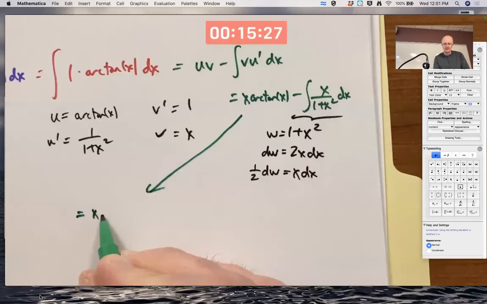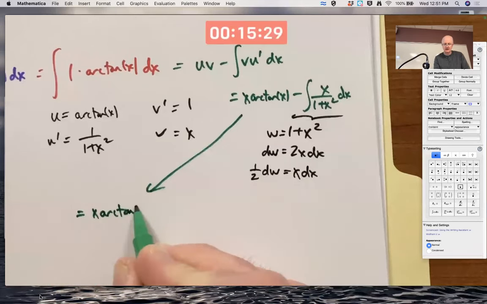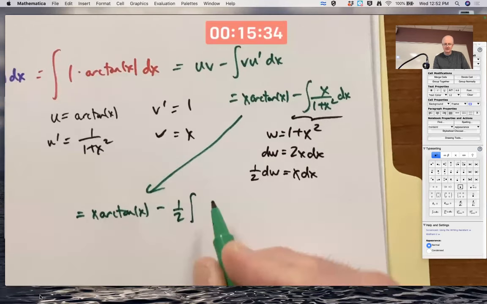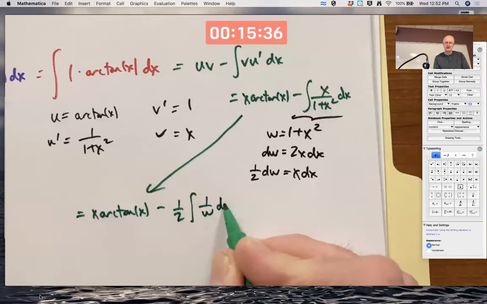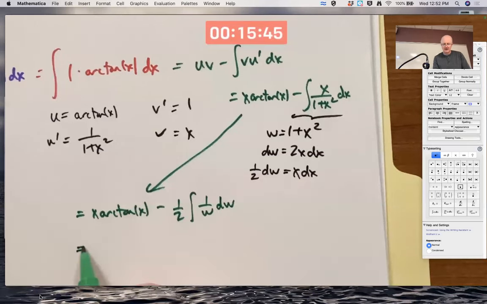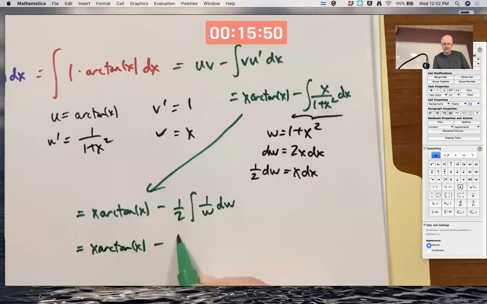Don't forget to include the first term. Don't forget to include the 1/2. We're almost done. Now integrate that second integral. You'll get 1/2 times the natural log. Interesting. Why would we get a natural log? That's kind of weird. It is weird, but it is true also.